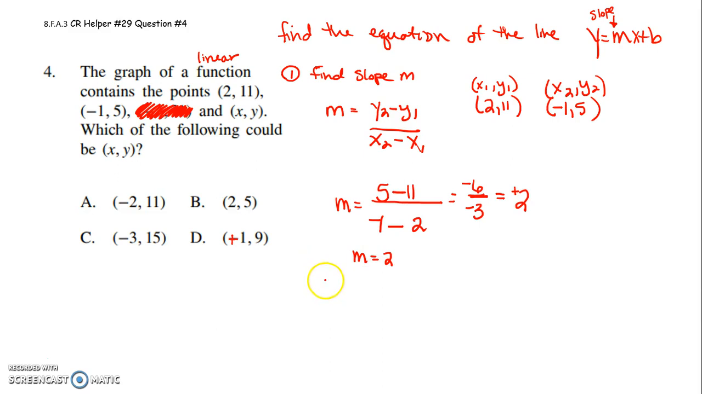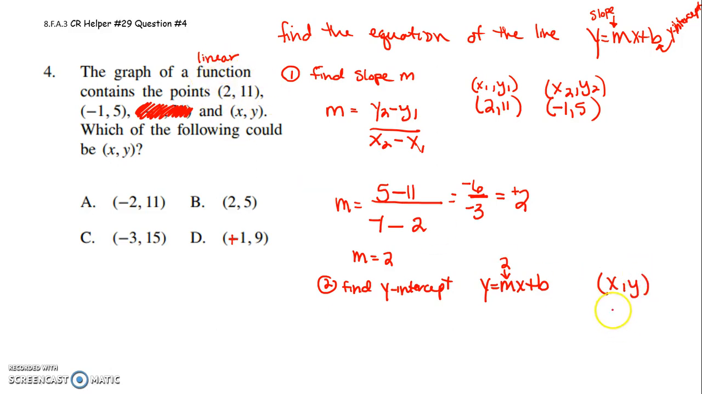The second step in this process, I have to find the y-intercept. The y-intercept is the number that would just be added at the end of my equation. So again, I have my y equals mx plus b. I know my m is 2. I have values for x, y. I just pick one of these points, (2, 11), and I can use that as my x, y value, and I can find b.